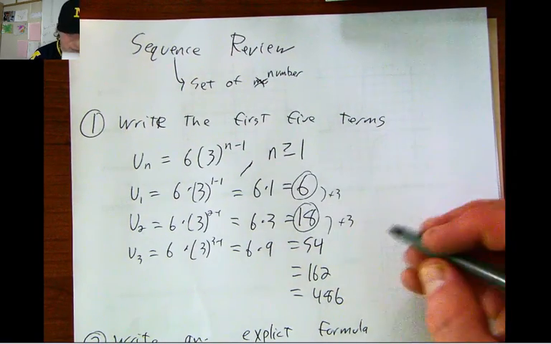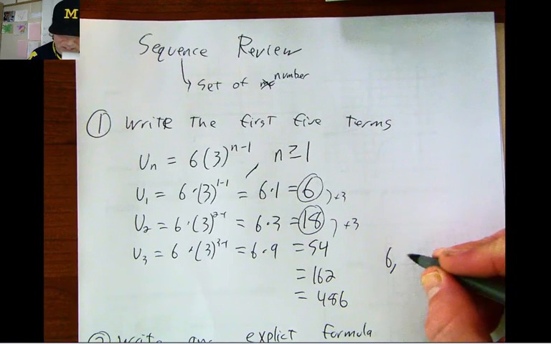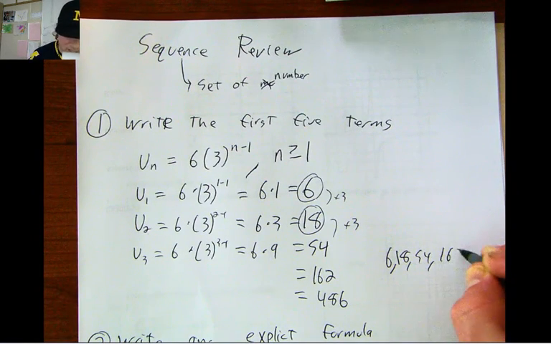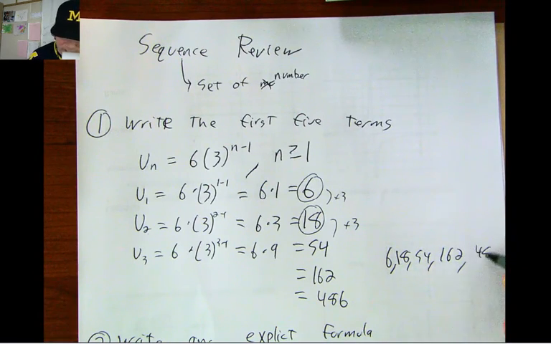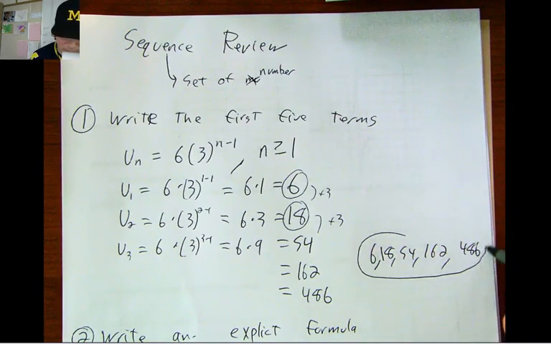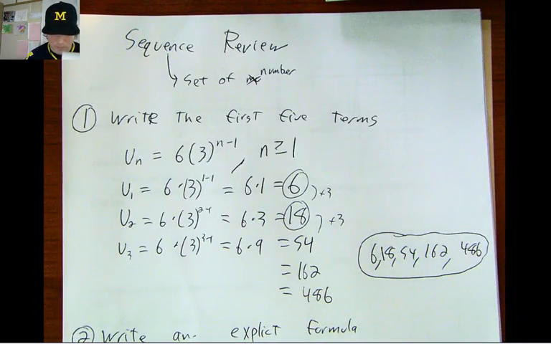So the first 5 numbers, you shouldn't list it like that. You should make a list. So 6, 18, 54, 162, and 486. The first 5 terms, assuming that n equals 1 is the first number to plug in.